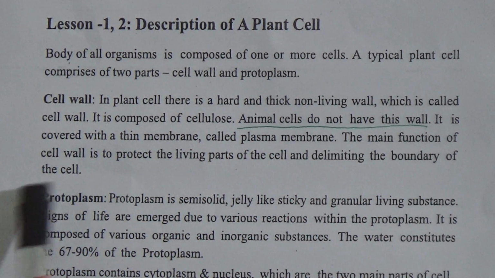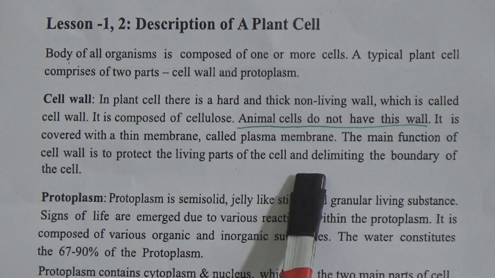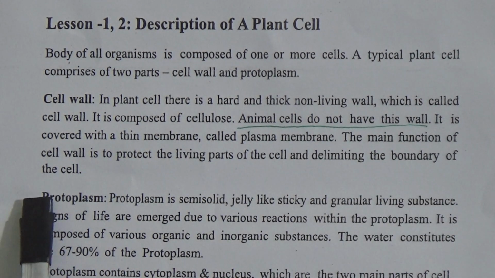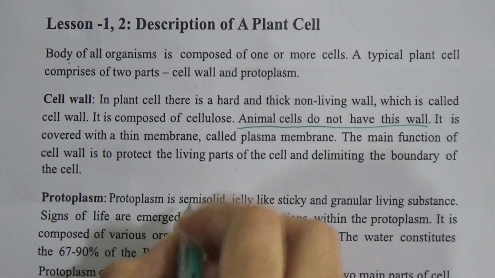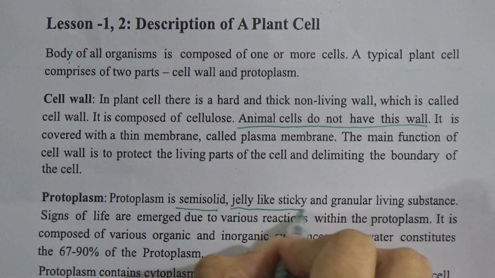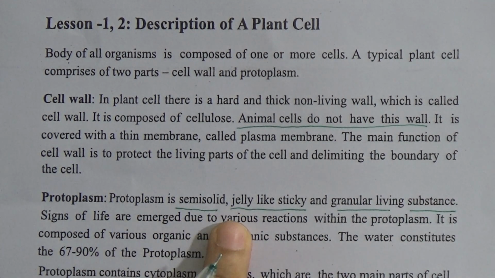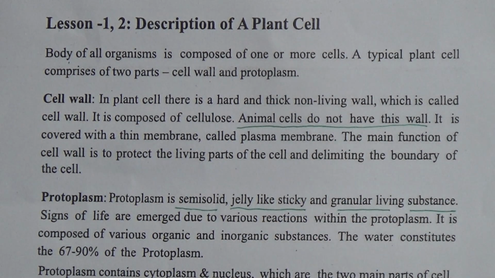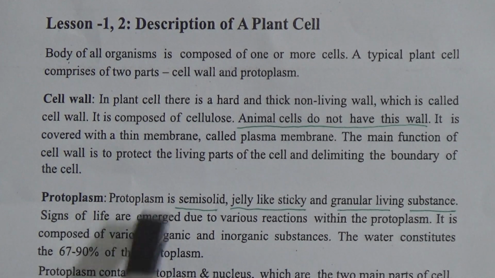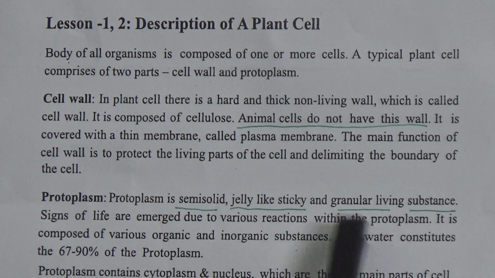The main function of the cell wall is to protect the living parts of the cell and delimit the boundary of the cell. Now protoplasm. Protoplasm is a semi-solid, jelly-like, sticky and granular living substance. Signs of life emerge due to various reactions within the protoplasm.